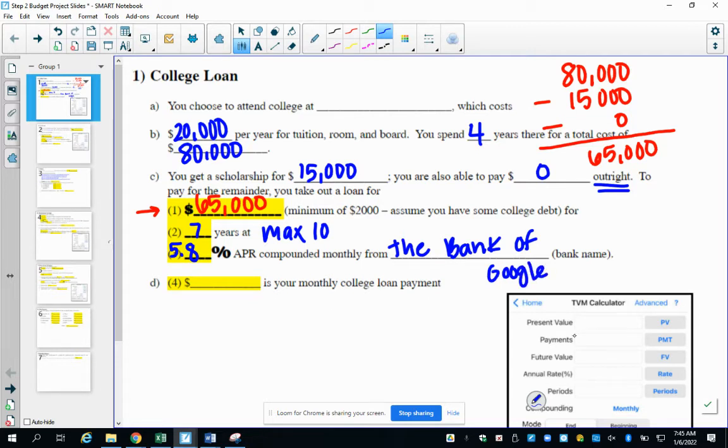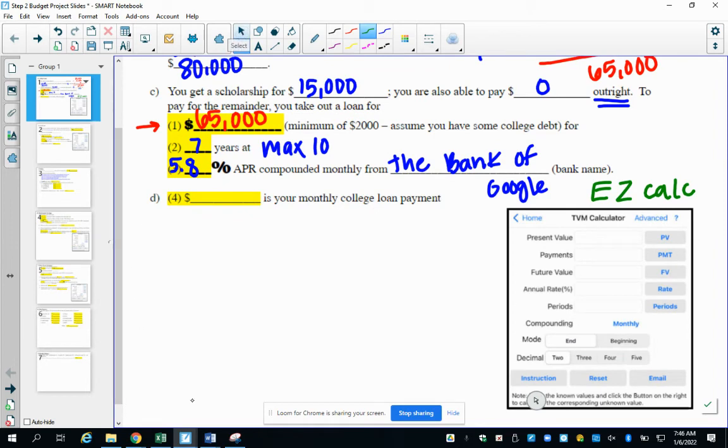And then you're going to use this TVM calculator to calculate your monthly loan payment. So you can download, it's called EZ Calculator on your phone. Okay, so remember that this is from the EZ Calculator. It's an app on your phone. Otherwise, I'm just going to do it from this website.